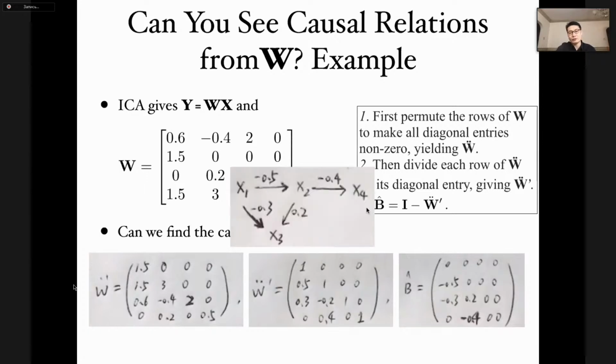Accordingly, we have this causal graphical representation. You can see the first row says x1 is not influenced by any observed variables. The second row says that x2 is influenced by x1 with parameter minus 0.5. And the third row says the third variable is influenced by 1 and 2 with parameters minus 0.3 and 0.2, and so on. So now with this example, you can see how we can solve the problem.